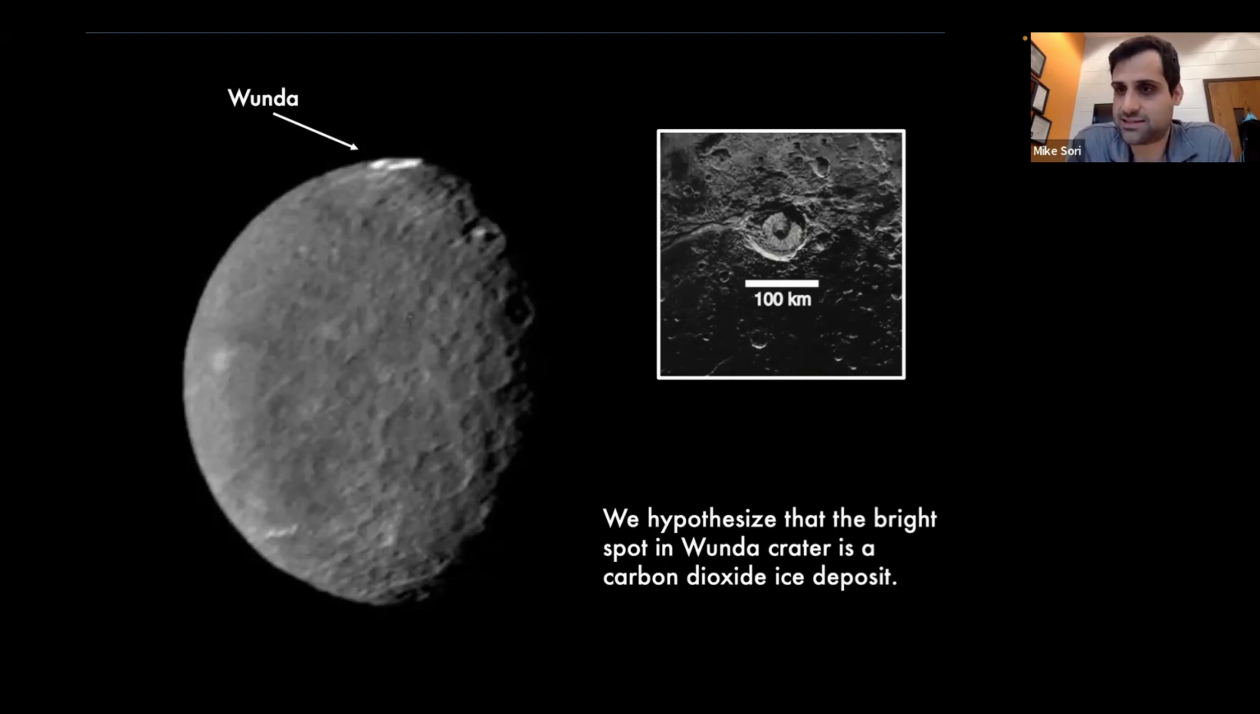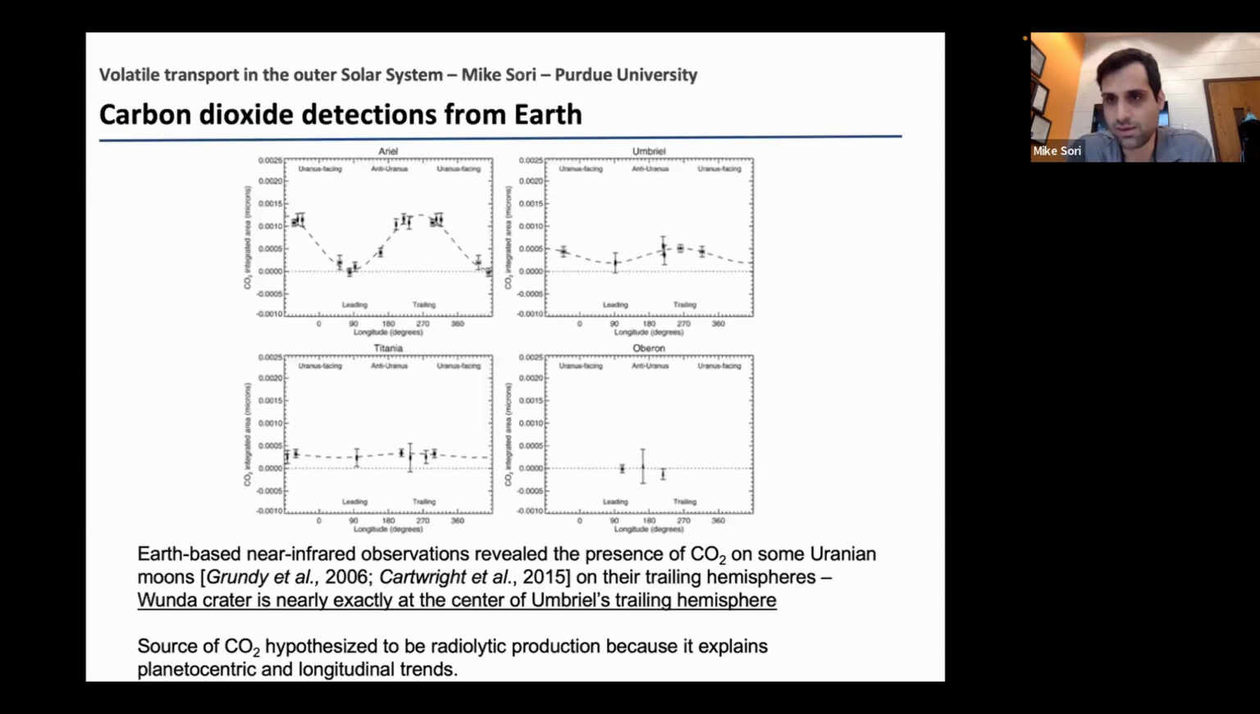And so the hypothesis that's going to be tested in this portion of the talk is that this bright deposit is carbon dioxide ice. The motivation behind this hypothesis was some Earth-based astronomy observations. Even though we haven't sent a mission to Uranus since the 80s, we do have some new data from really interesting telescopic observations that some groups have been doing.